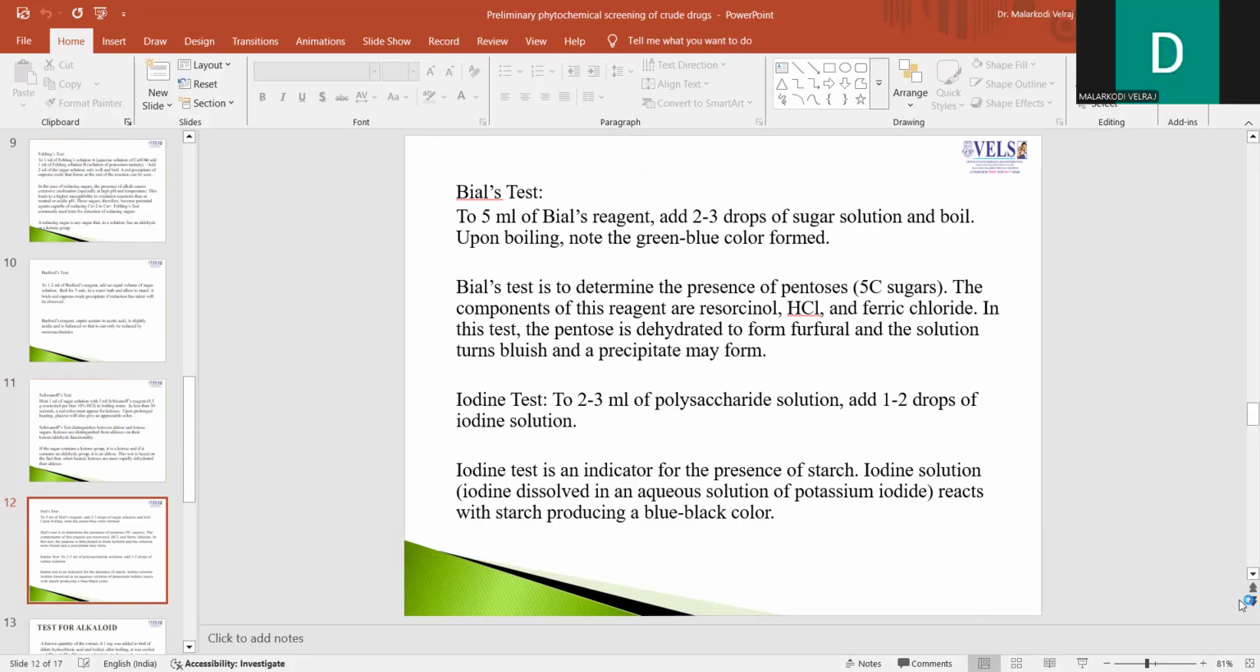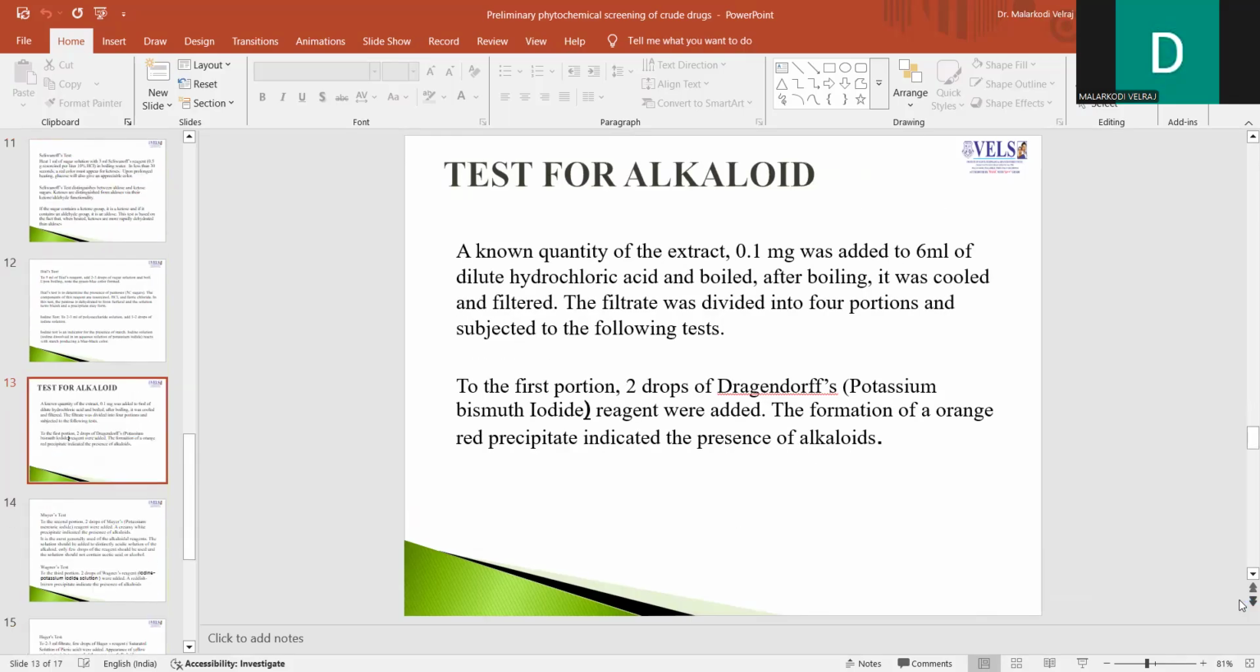Iodine test. To about 2 to 3 ml of polysaccharide solution, add 1 to 2 drops of iodine solution. Iodine is a very good indicator of the presence of starch. Iodine solution is a dissolved aqueous solution of potassium iodide, which reacts with starch to produce a blue-black color.